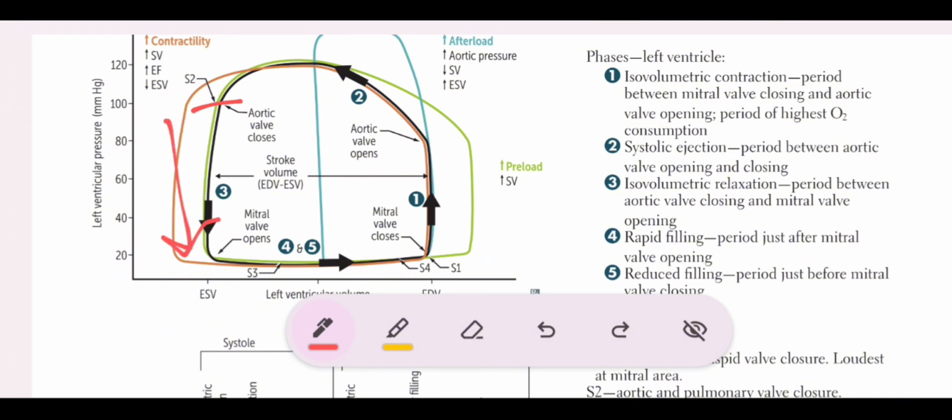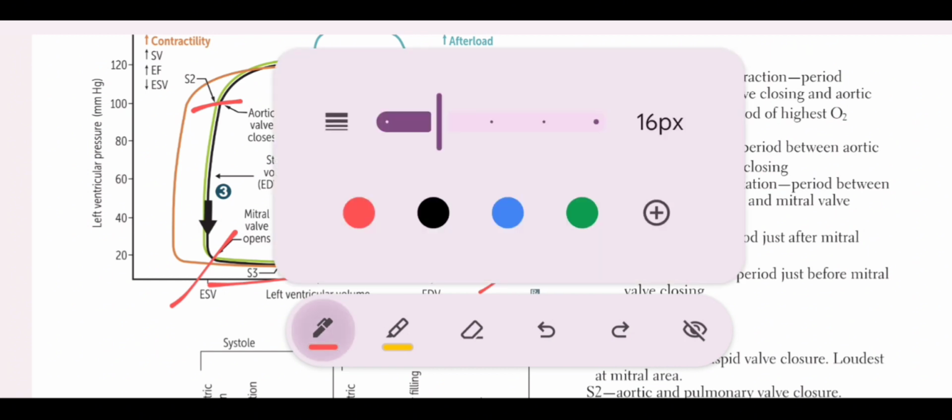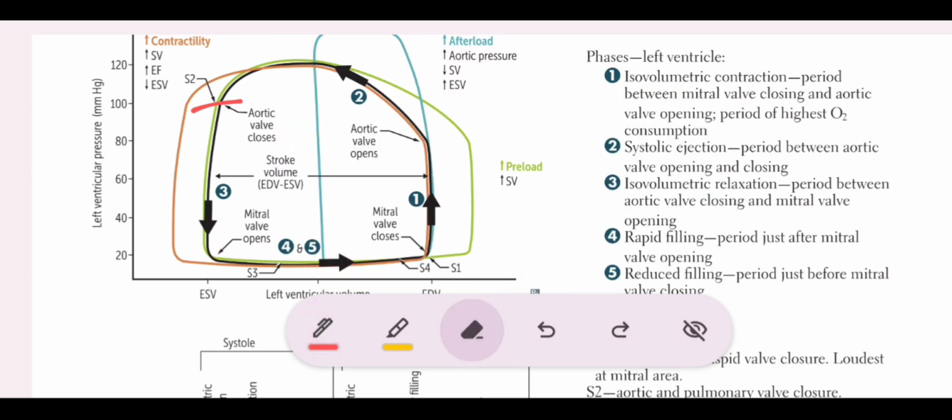Here, you can see this is known as isovolumetric relaxation. Then at this point, the mitral valve opens and blood starts flowing from the left atria into the left ventricle. And so you can see that here the volume inside the left ventricle increases. Then again, the mitral valve closes at this point and the pressure inside the left ventricle increases.